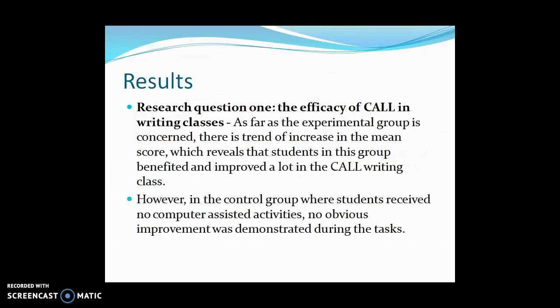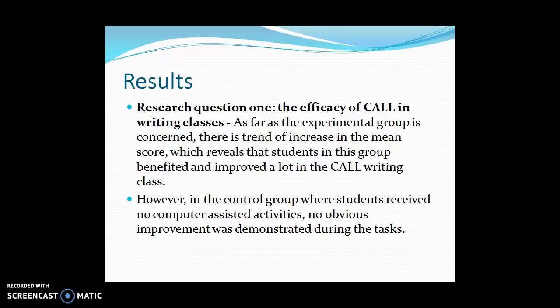Right. So the results basically to the question are the efficacy of CALL in writing classes. Well, as far as the experimental group is concerned, there is a trend of increase in the mean score, which reveals that students in this group benefited and improved a lot in the CALL writing class. I really saw that in the charts. Unfortunately, I couldn't upload them for you. Something related to PDF, Ctrl-C, Ctrl-V problems that the presenter couldn't manage. I'm sorry. But you can see that, week by week with their tasks, they improve their scores in the activities. This is really good.